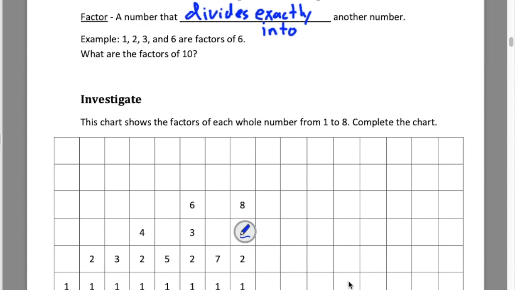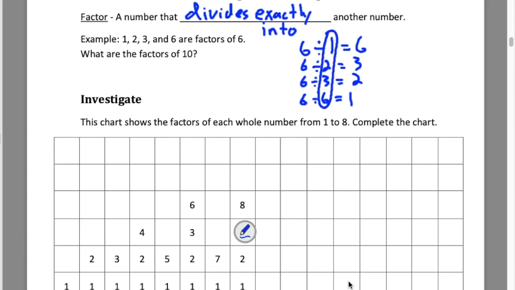So an example would be 1, 2, 3, and 6 are all factors of 6. We know that because 6 divided by 1 would equal 6. 6 divided by 2 would equal 3. 6 divided by 3 would equal 2. And 6 divided by 6 would equal 1. So 1, 2, 3, and 6 all are factors of the number 6.